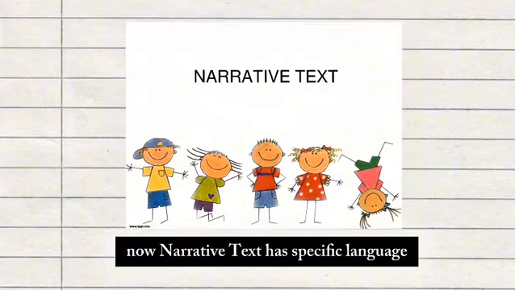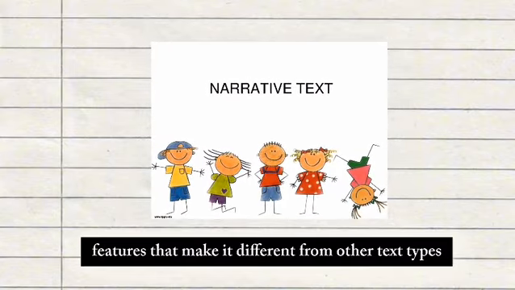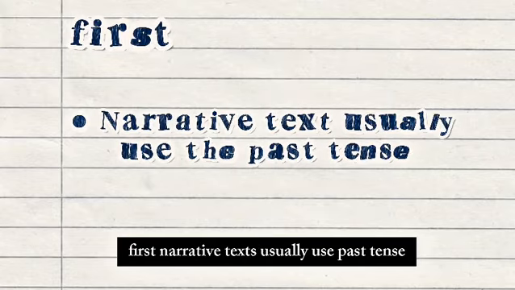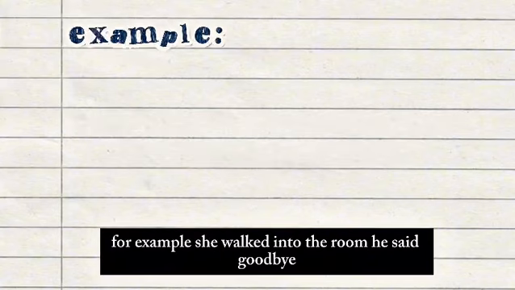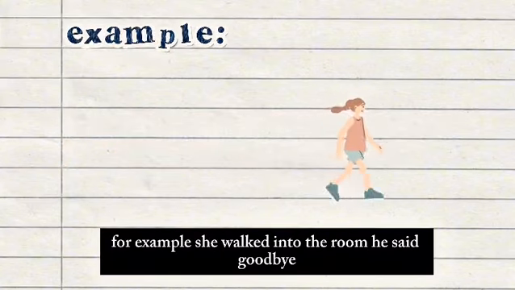Now, narrative text has specific language features that make it different from other text types. First, narrative text usually uses past tense because you're telling something that already happened. For example, she walked into the room. He said goodbye.